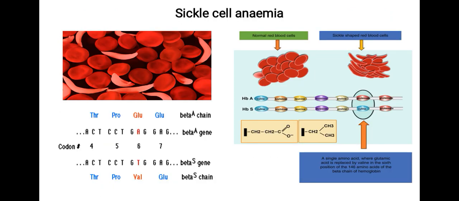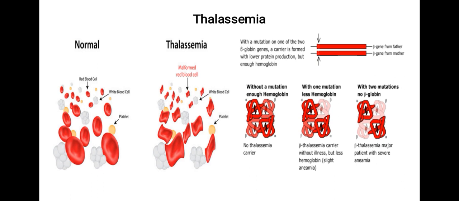Sickle cell anemia and thalassemia: normal, thalassemia, malformed red blood cell. With a mutation on one of the two beta globin genes, a carrier is formed with lower protein production but enough hemoglobin. Without a mutation, enough hemoglobin, no thalassemia carrier. With one mutation, less hemoglobin, beta thalassemia carrier without illness but less hemoglobin, slight anemia. With two mutations, no beta globin, thalassemia major, patient with severe anemia.